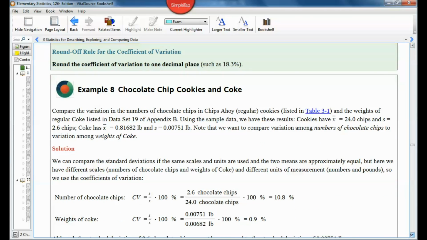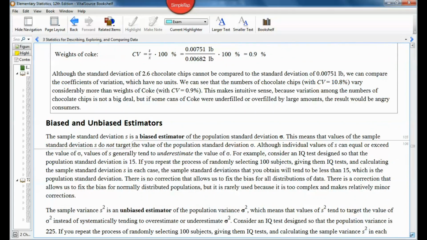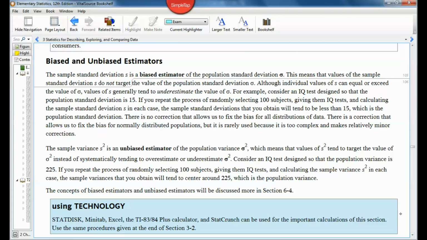Your book goes through and does the same thing with the good old chocolate chips. Now, if you recall when we were going over the standard deviation, one of the properties was that it was a biased estimator of the population standard deviation. This means that the values of the sample standard deviation do not target the value of the population standard deviation. They can overestimate or underestimate the actual population standard deviation.